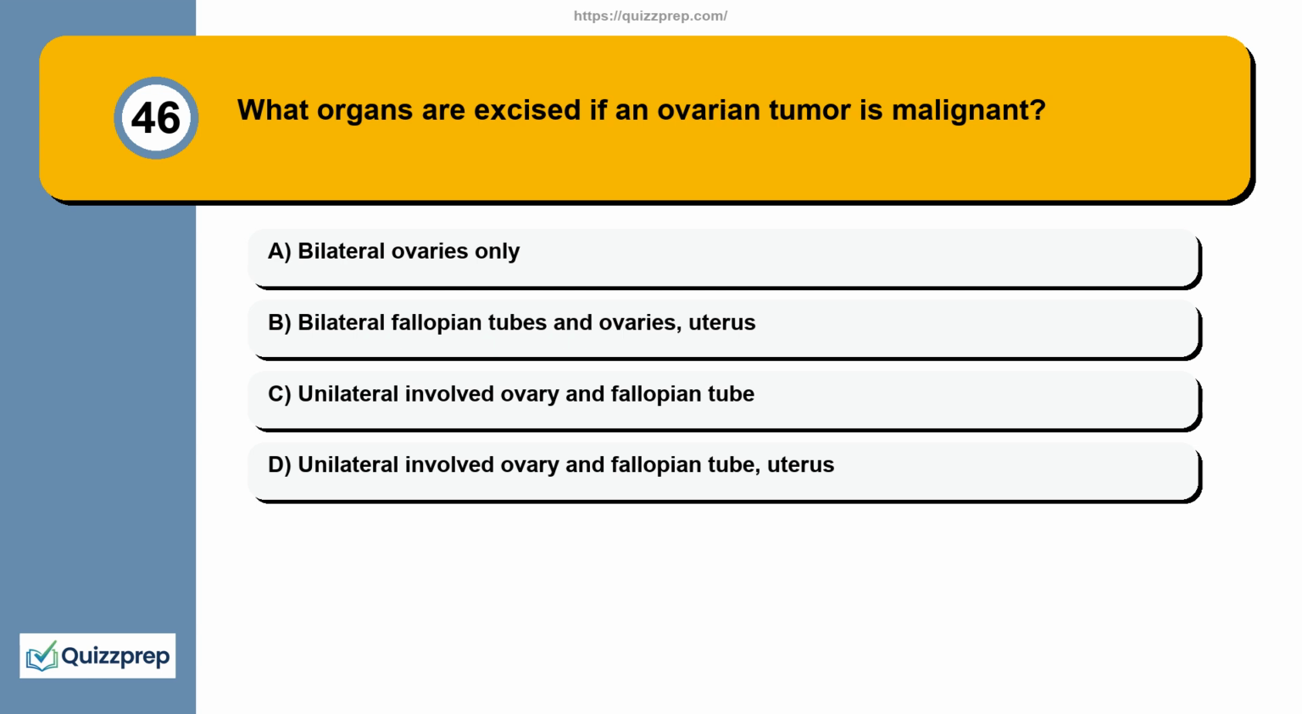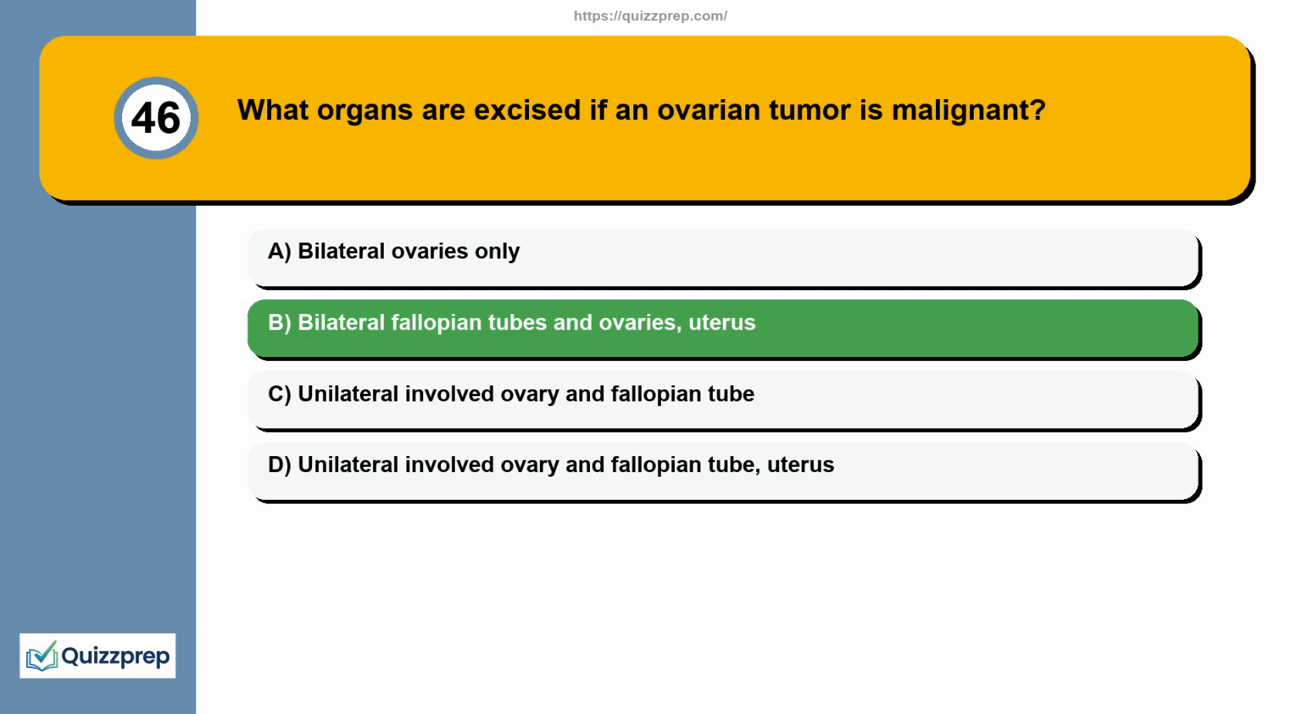Question 46. What organs are excised if an ovarian tumor is malignant? Option A, bilateral ovaries only. Option B, bilateral fallopian tubes and ovaries, uterus. Option C, unilateral involved ovary and fallopian tube. Option D, unilateral involved ovary and fallopian tube, uterus. The correct answer is option B, bilateral fallopian tubes and ovaries, uterus.